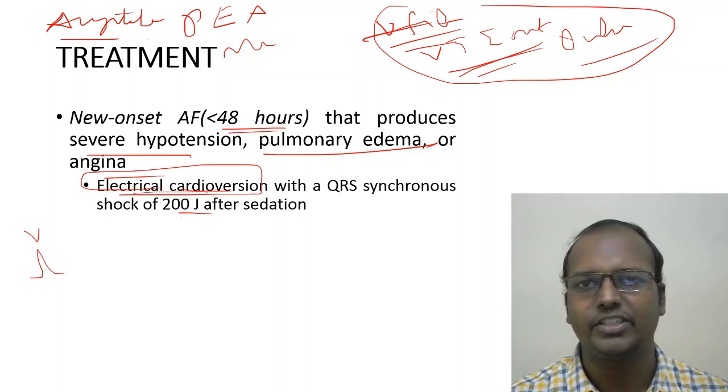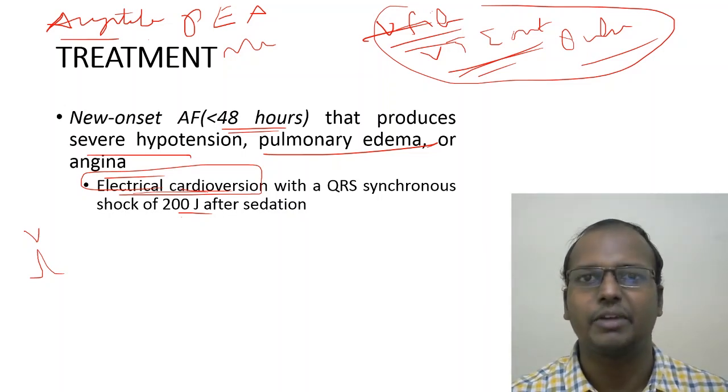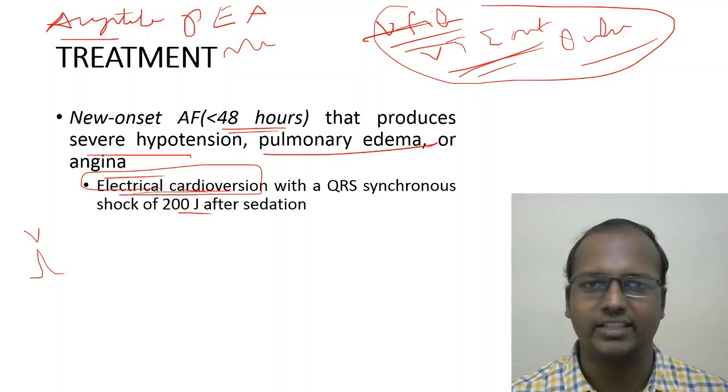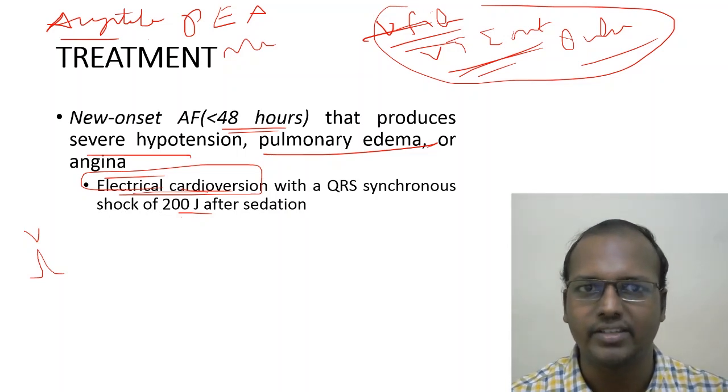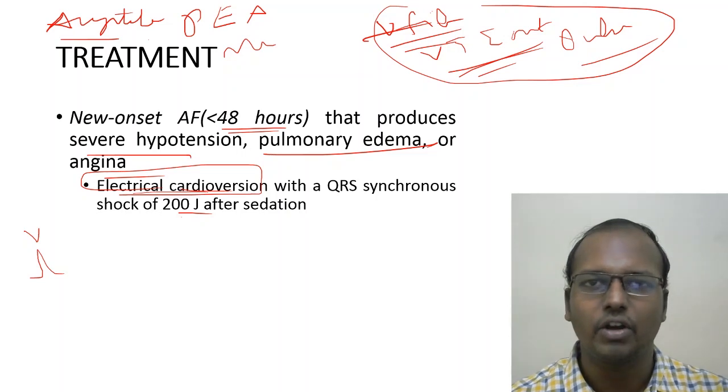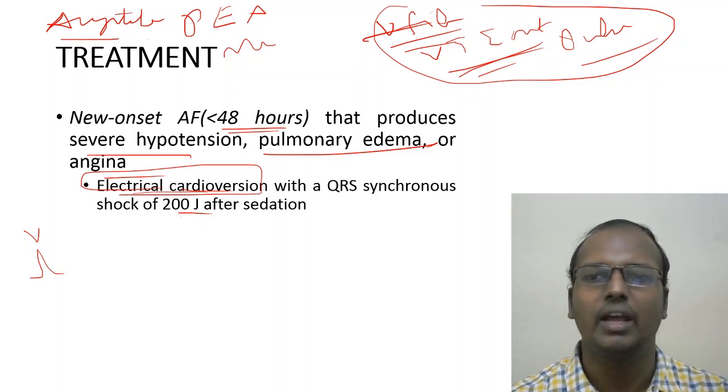Because if you deliver a shock during the T wave, suddenly the patient can go into ventricular fibrillation, can go for an arrest and may die, collapse in front of your eyes. That is the reason we have to give synchronized electrical cardioversion for a patient with atrial fibrillation. Understood?